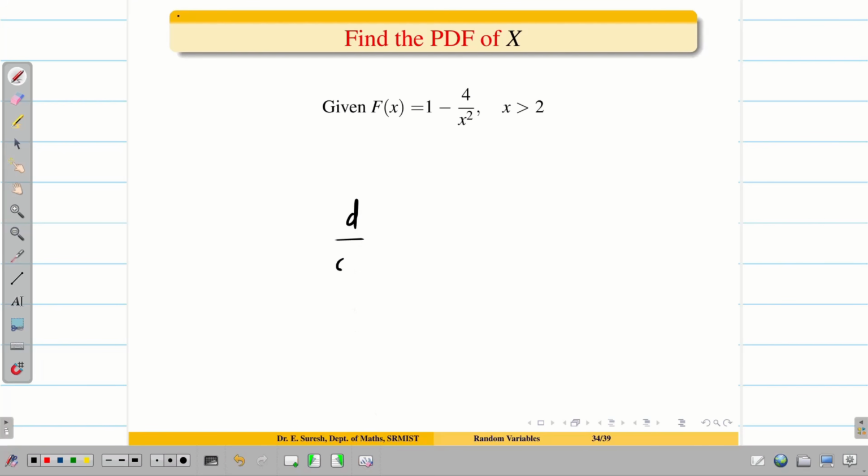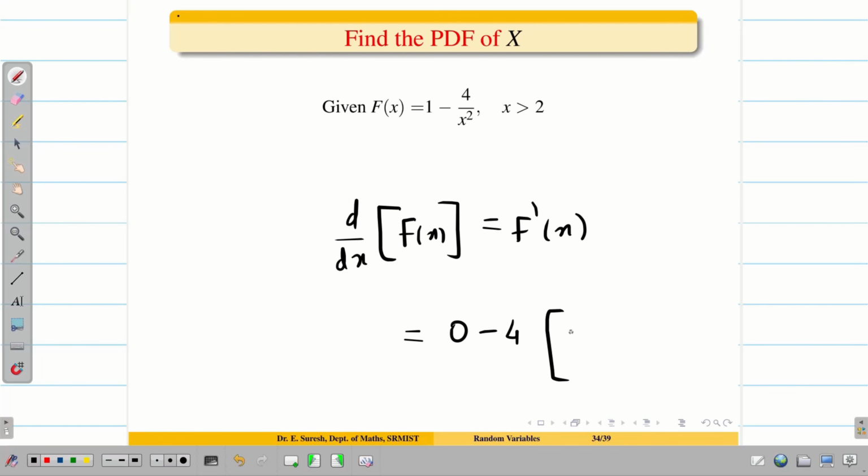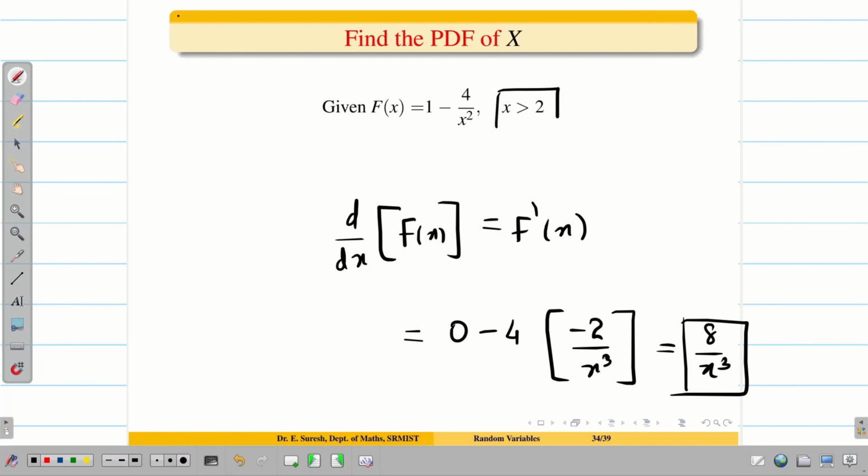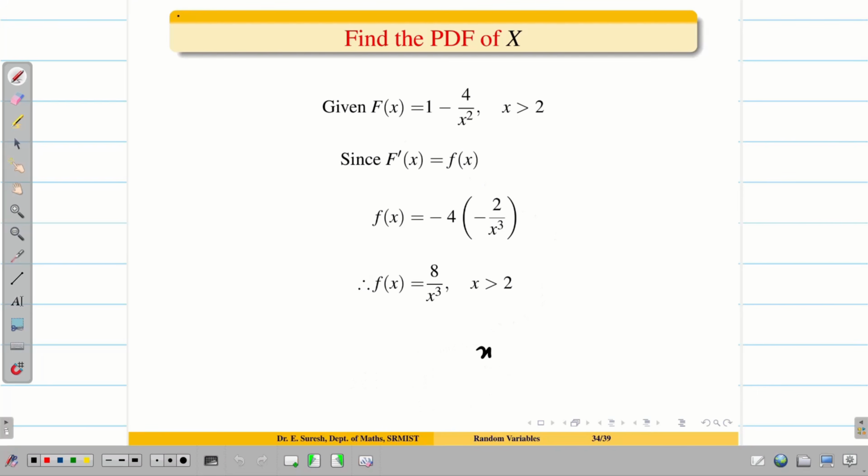So here the differentiation of capital F of x, or simply f dash of x, is nothing but 0 minus 4 times the differentiation of 1 by x square, which is minus 2 by x cube. So minus into minus gives plus 8 by x cube. Therefore, when x is greater than 2, my small f of x is 8 by x cube. And when x is less than or equal to 2, my small f of x is simply 0.